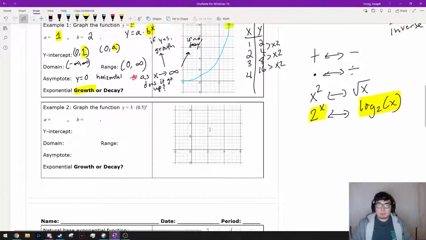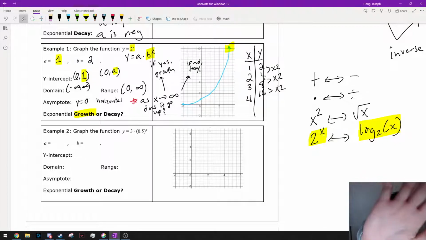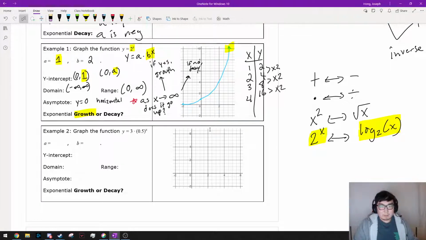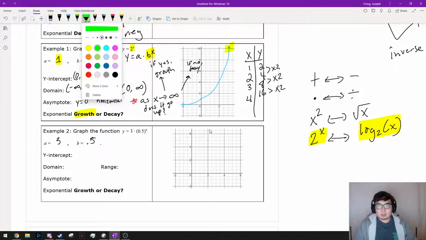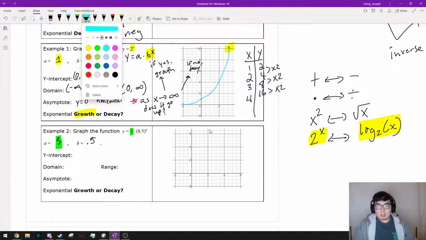So let's try example 2. What is my A and my B in this question right here? Let me shade this real quick so I can tell myself I need to put a question here for A and B. Okay, A is equal to 3 and B is equal to 0.5 or half. And I can highlight it right here. Green, this is A. And this is B.